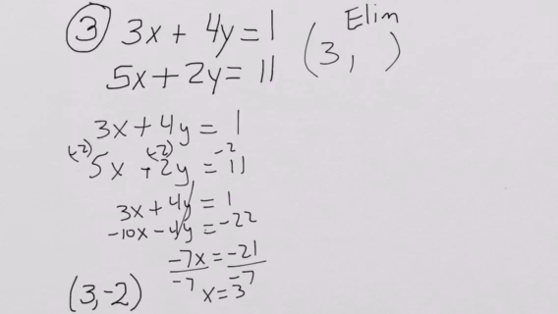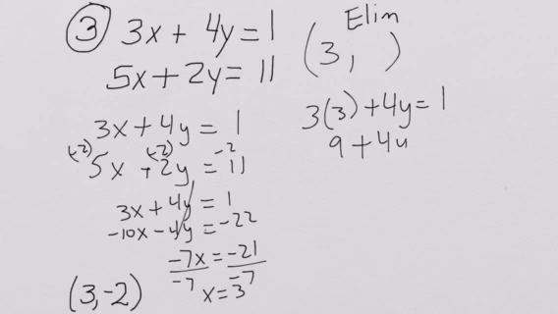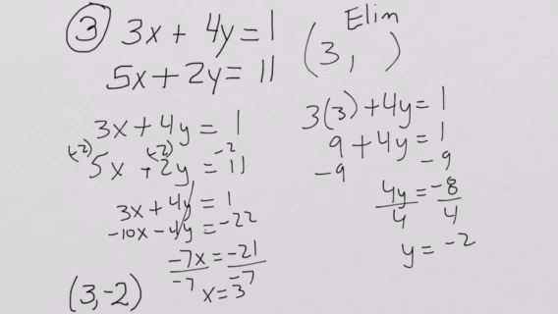Now I'm going to look and decide. I'm going to go ahead and use the first equation because it has the smallest numbers, and I'm going to find y. So 3 times 3 plus 4y is equal to 1. 9 plus 4y is equal to 1. Zero pair out the 9, so 4y is equal to negative 8. Divide by 4, divide by 4, y is equal to negative 2.